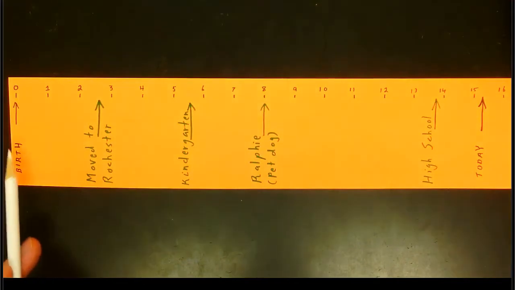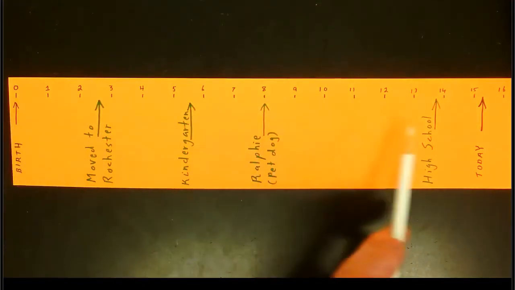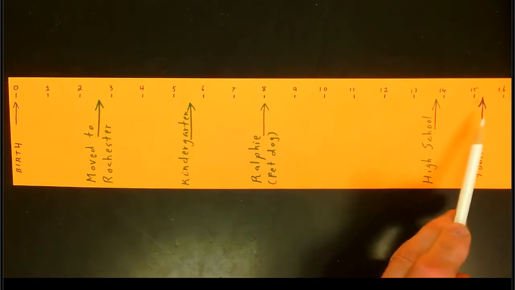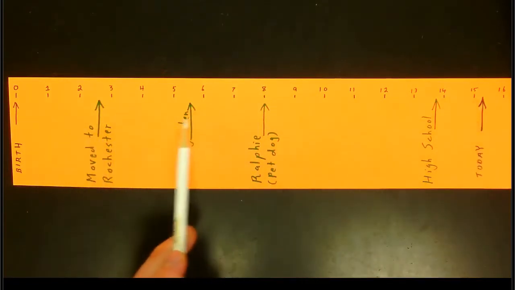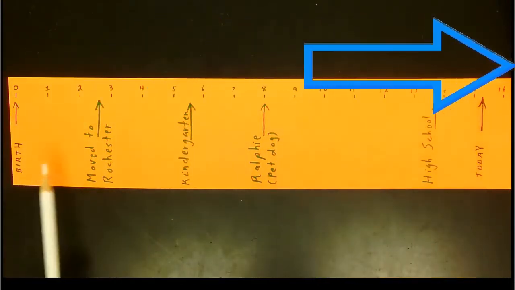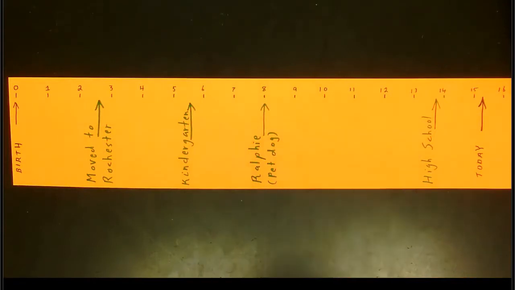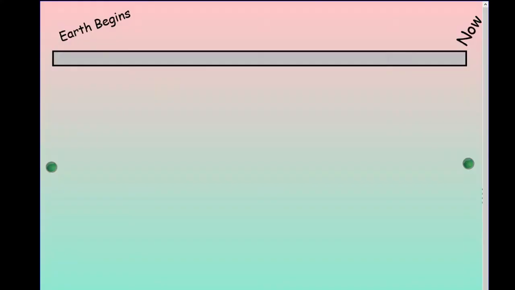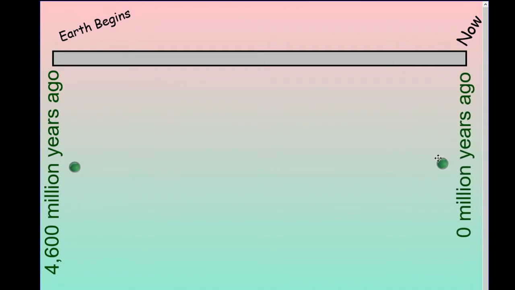You guys did the same thing with your life. We can see born here, and this is someone who is about 15 and a couple months old. You can see when they moved to Rochester, when they started kindergarten, when they got their pet dog Ralphie and started high school. Again, we have time that's moving from left to right, and we can see different major events that happened in someone's life. We divide geologic time up the same way. If this represented the history of the Earth, it begins right here, and then over here would be right now.